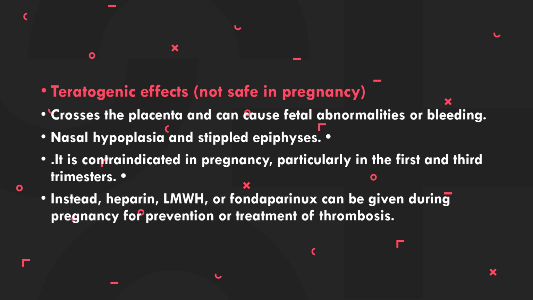So remember students, as I already told you in the previous lecture, if there is a scenario of a woman who is pregnant and has DVT and we need to give her an anticoagulant, you will prefer heparin because it cannot cross the membranes because of its large size and its negative charge. So you will prefer heparin and not warfarin, because warfarin is going to cause nasal hypoplasia and stippled epiphysis. So it's contraindicated in pregnancy. Instead, we can give heparin or low molecular weight heparin.